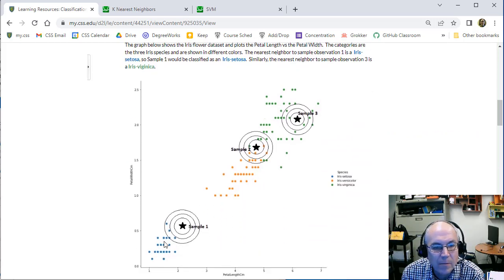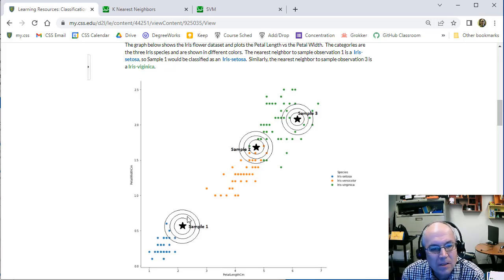Again, in this sample, here are our iris samples plotted with the petal length and the petal width. If we have this new sample, we can look and see that obviously the closest one is a blue one, which is an iris setosa. So this one is likely an iris setosa also.